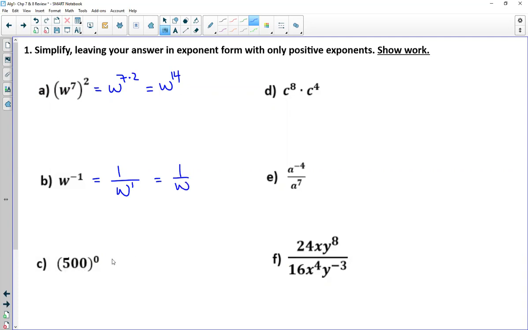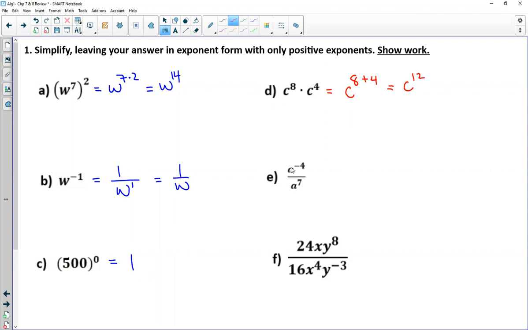For 500 to the 0 power, we should know that anything to the 0 power is always going to be 1. For our next one here, we've got c to the 8th times c to the 4th. Since we have the same base and they are being multiplied, we're going to add our exponents. We're going to have c to the 8 plus 4. This is going to be c to the 12th.